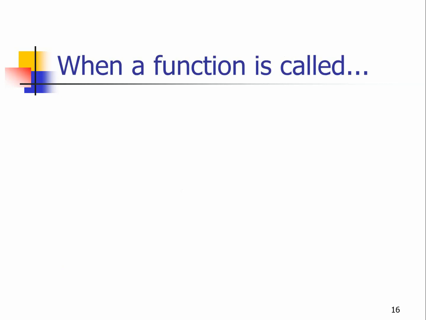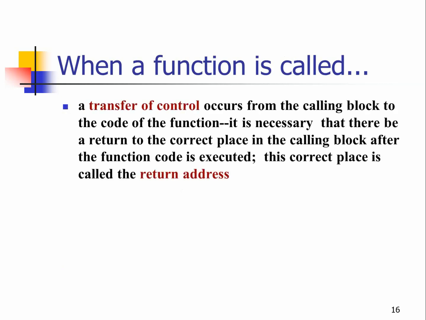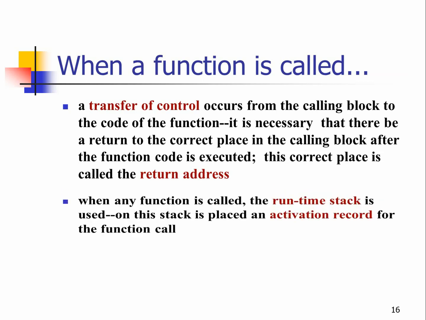When a function is called, basically, we need to stop the current operation and then jump to another piece of code. So a transfer of control occurs from the calling block to the code of the function. And you not only need to jump to another location, you also need to remember the returning address, so that once that function call is done, you will know where to come back.